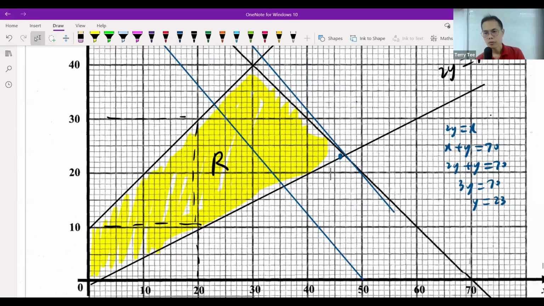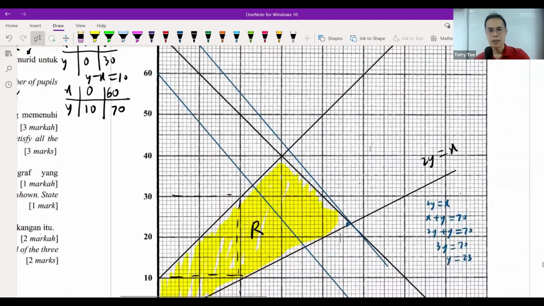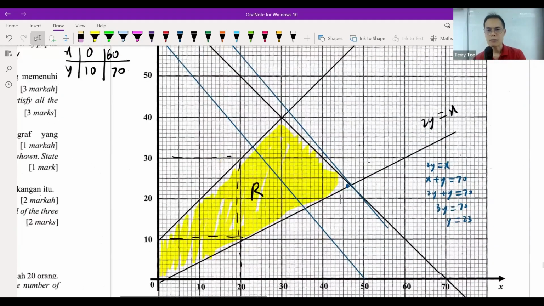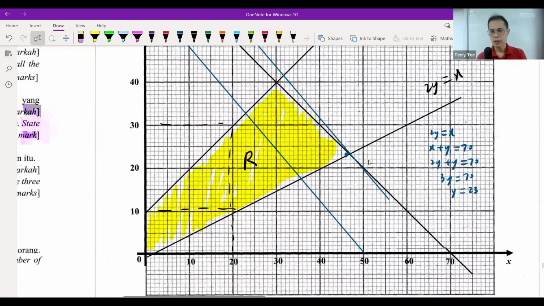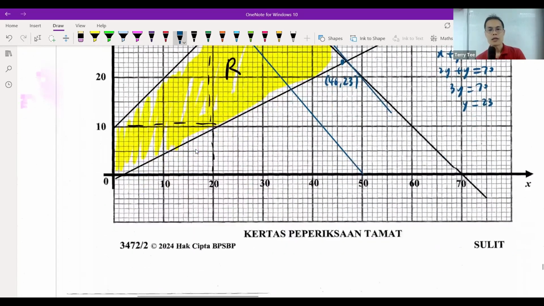You notice the 70 line is printed, photostated, scanned, so you can see this line is a bit off. That's how it affects the answer. The correct answer should be X is 46, Y is 23. I proved it through calculation. When Y is 23, your X is 46, not 47. All right, so let's move down.